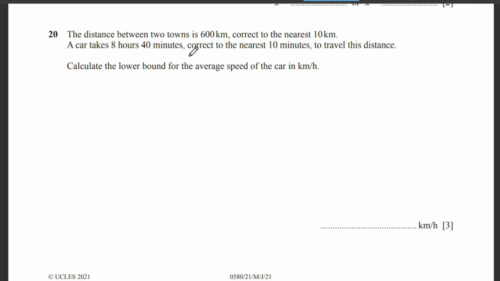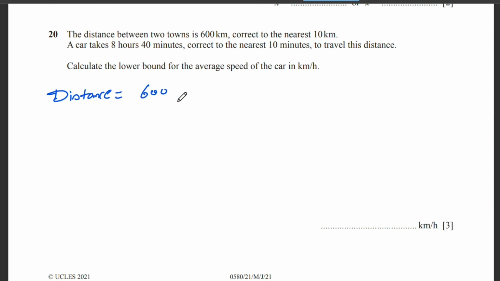The distance between two towns is 600 km, correct to the nearest 10 km. A car takes 8 hours 40 minutes, correct to the nearest 10 minutes, to travel this distance. Calculate the lower bound for the average speed of the car. We know that average speed is total distance by total time. So let's find out the lower bound and the upper bound for distance.